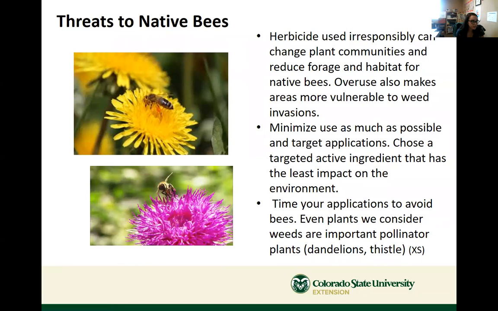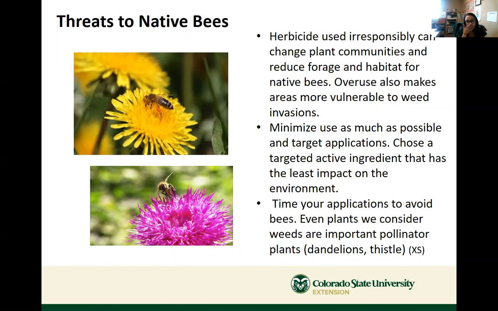So pesticides obviously are directly harmful to bees. Herbicides can kind of be indirectly harmful to bees. For one, they can change the plant community. They can reduce forage and habitat. I know a lot of people don't want to see dandelions in their lawn, but bees love dandelions. So if you're spraying herbicides on something like a dandelion, you are getting rid of something that a bee could be foraging on.